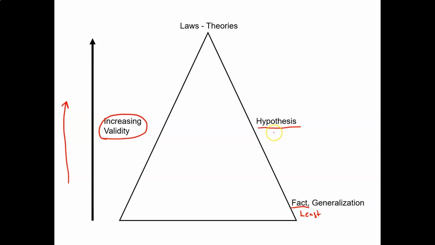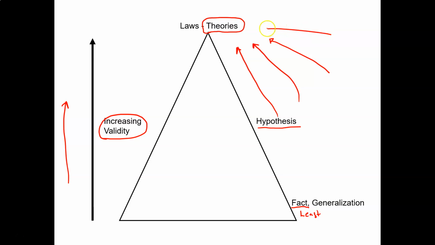Now, if I start taking all different hypotheses and I start putting them together, I can start developing what is known as a theory. And theories, again, happen to be supported by not just one hypothesis, but by many hypotheses. And so this data that comes in from all these different hypotheses to make a theory makes the theory even more valid.